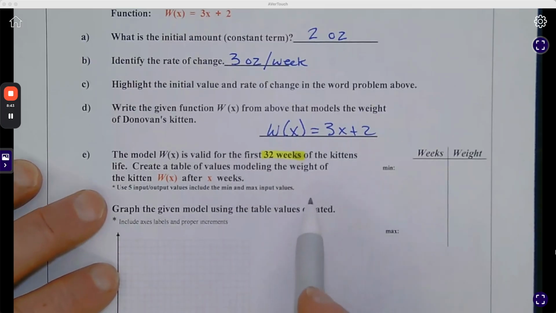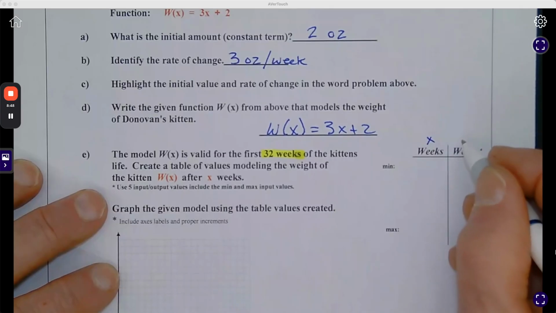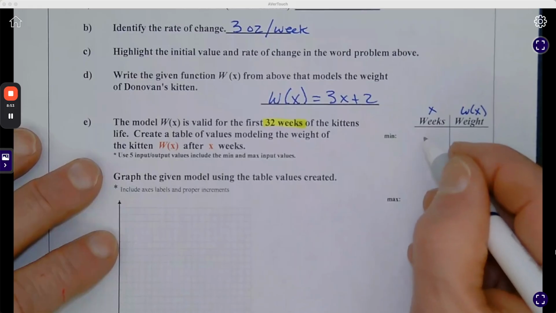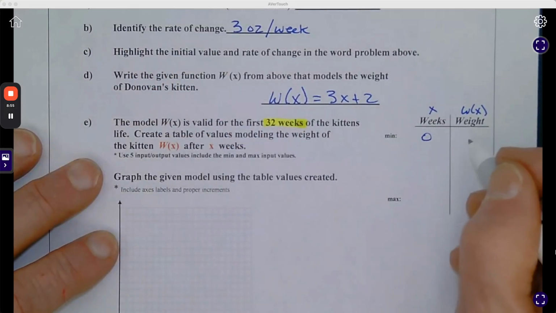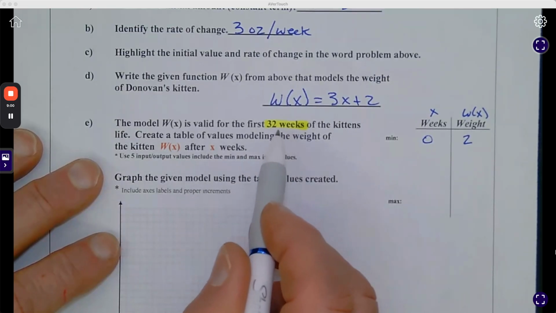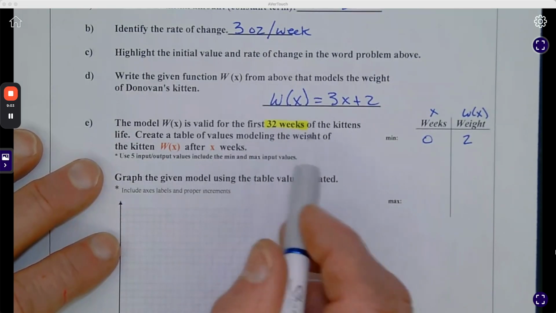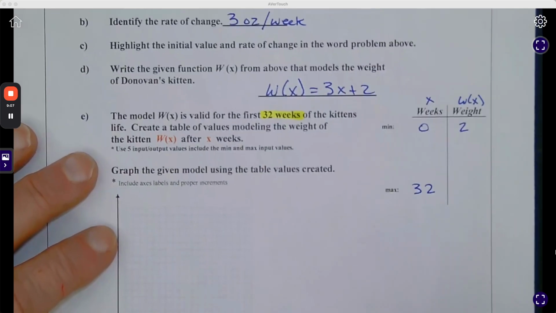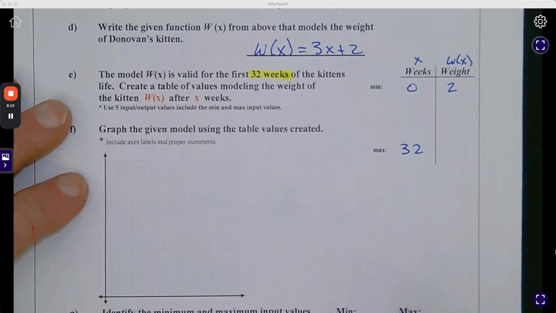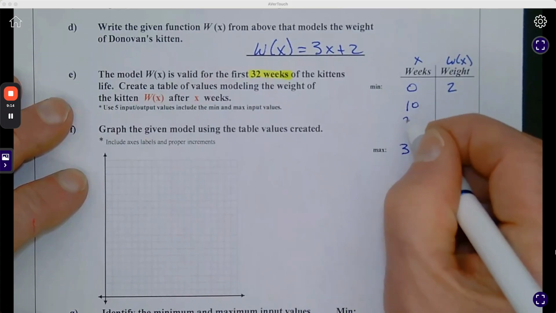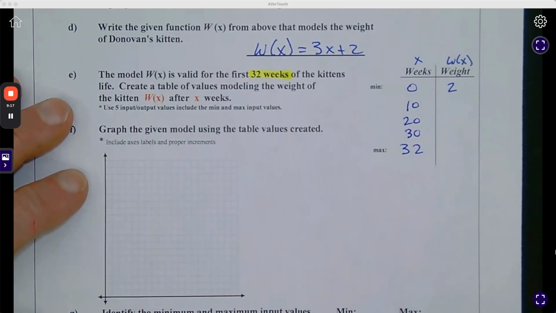We're going to create a table where weeks is the input x and the weight is the output w of x. All right, my minimum is 0. That's when Fluffy was born, 2 ounces. My maximum is right here. The model is only good for 32 weeks. After that, it's extrapolation. The model is no longer good. Now you're just approximating based on what you've learned. Okay, now you got to pick some ordered pairs in between. So I'm just going to pick 10, 20, and 30. I just want to make it easy.